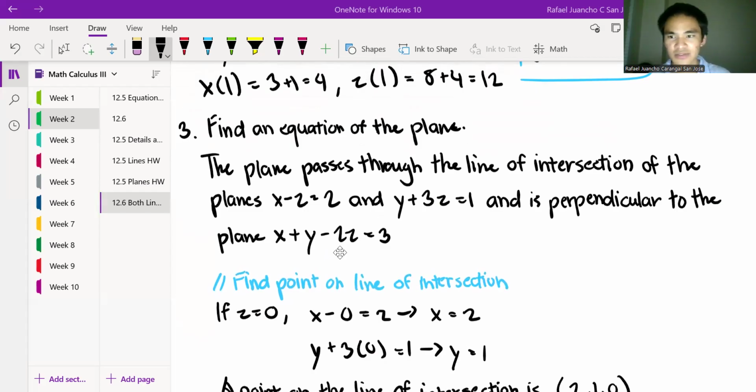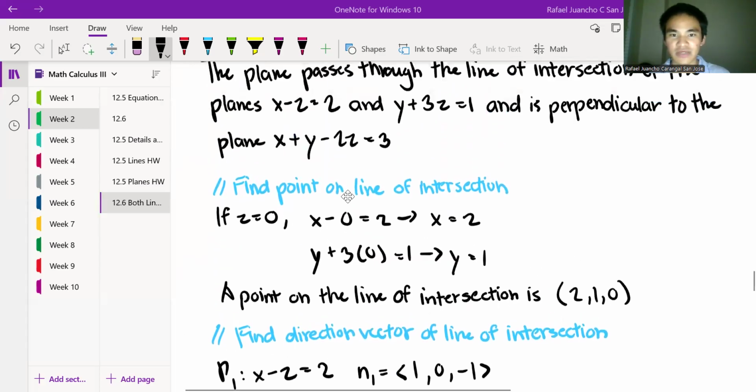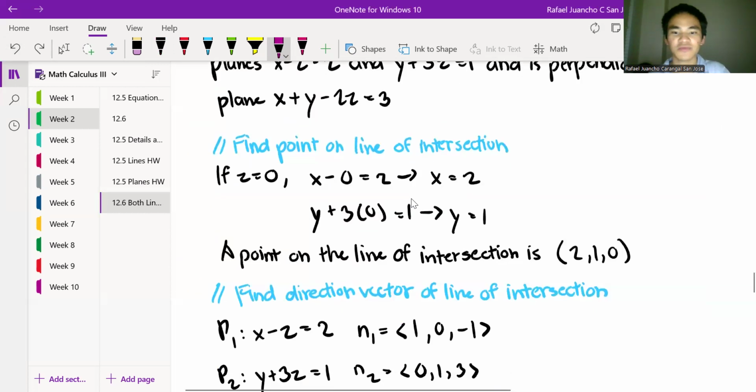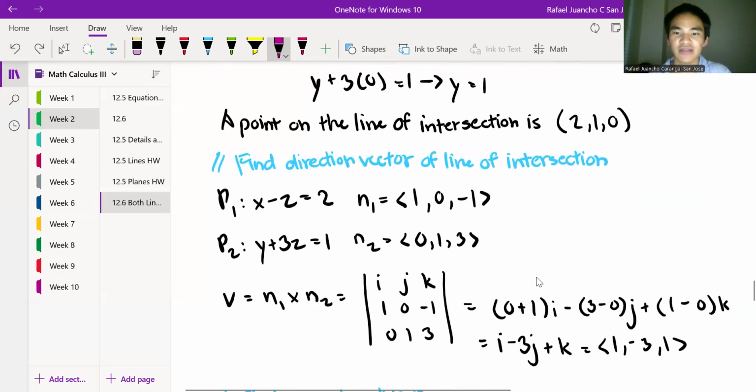Okay, so we can say if z is 0, yeah, we can play around with these two planes here, and we will get a corresponding x and y, so we get this point. So done, check, we have our point. Now we want to find our normal vector. How do we do that?